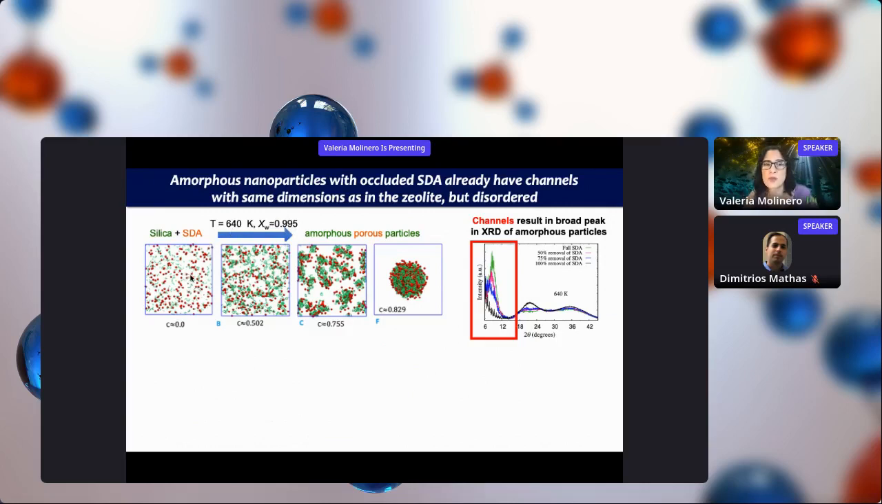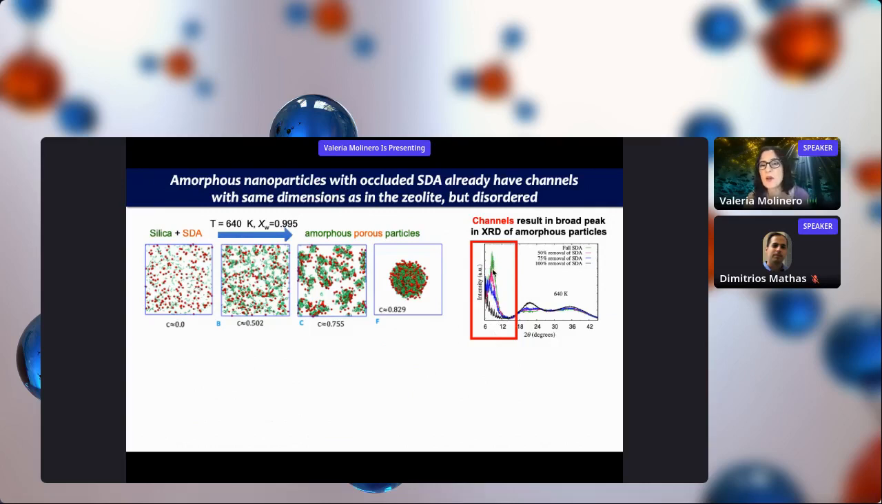Under these conditions, what we find is that there is a polymerization that also happens in the presence of the structure-directing agent. And these structure-directing agents, here shown in red, and the silica shown in green, form nanoparticles. And these nanoparticles already have porosity that appears in the form of channels that evince themselves in a peak in the low-angle X-ray diffraction.